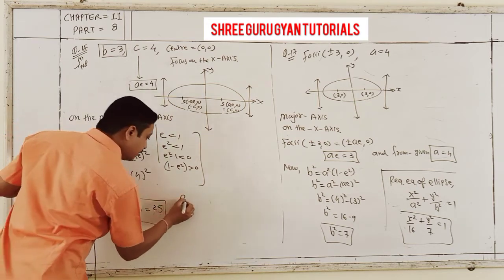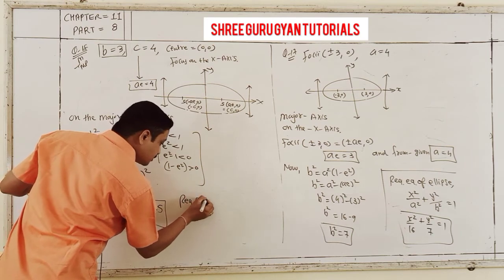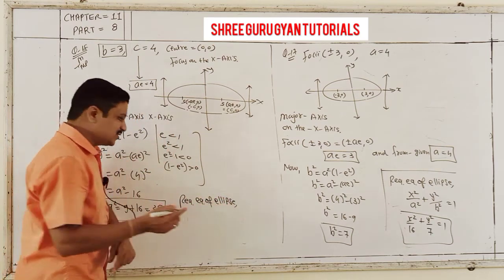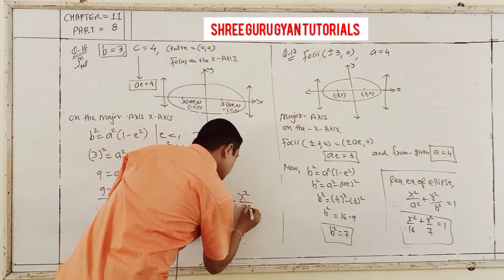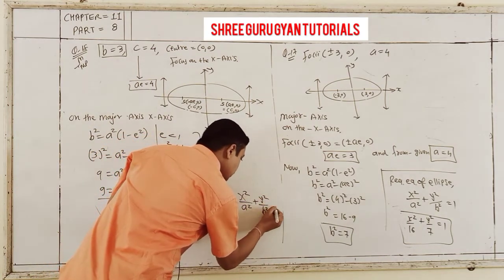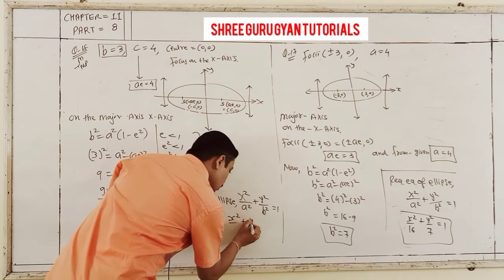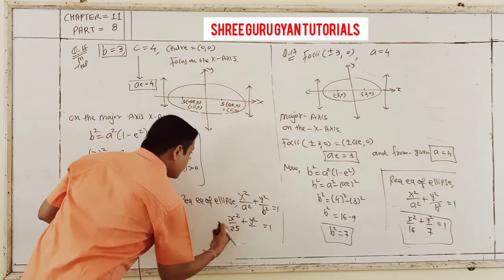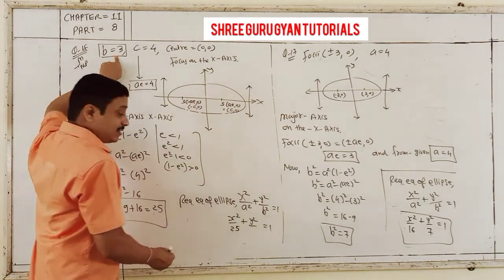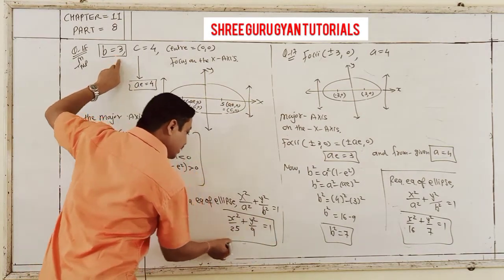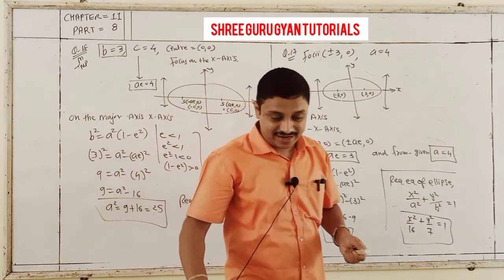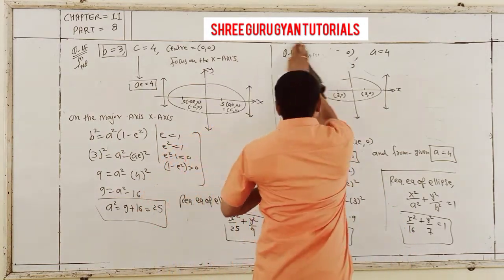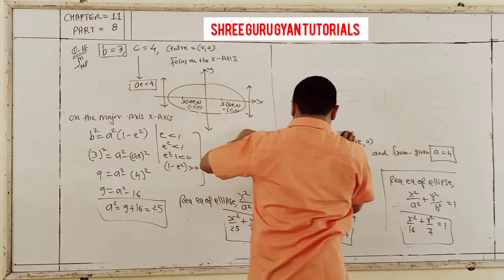Therefore the required equation of the ellipse, very easy answer, students: x square by a square plus y square by b square is equal to 1. Put down a square, 25. b square: yes, b is 3, but here I write 3 square, it will be 9. Now 19 and 20, the same pattern of question starts, passing through some given points.